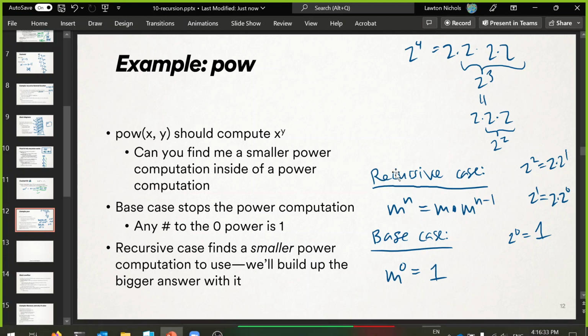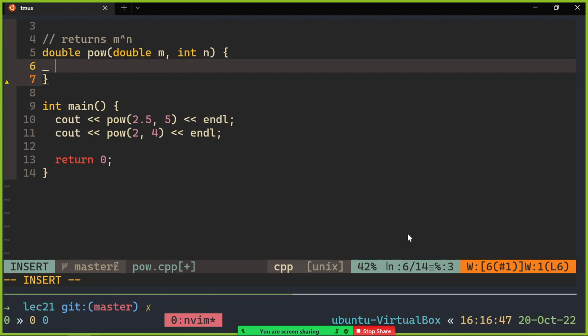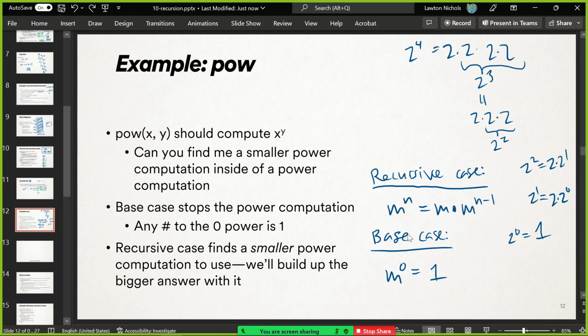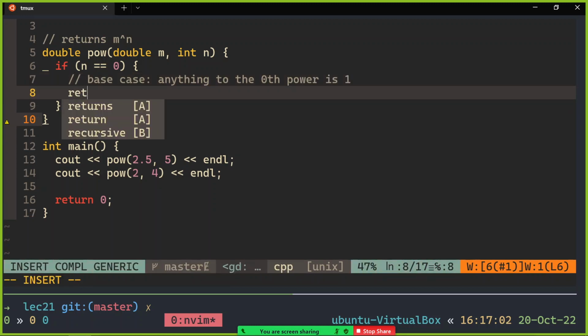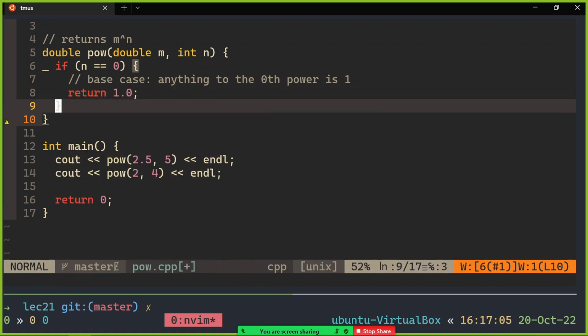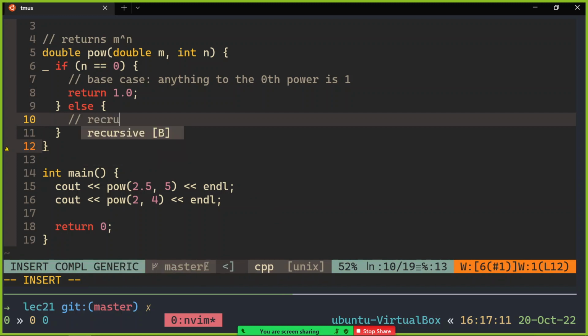The main step at the beginning is always an if statement, like am I in the recursive case or am I in the base case? All right. If n is equal to 0, I'm trying to take something to the 0th power, so I just give back 1. Anything to the 0th power is 1. Base case, so I can just return 1, or 1.0 if I wanted to be pedantic about it, since it is returning a double. Doesn't really matter though.